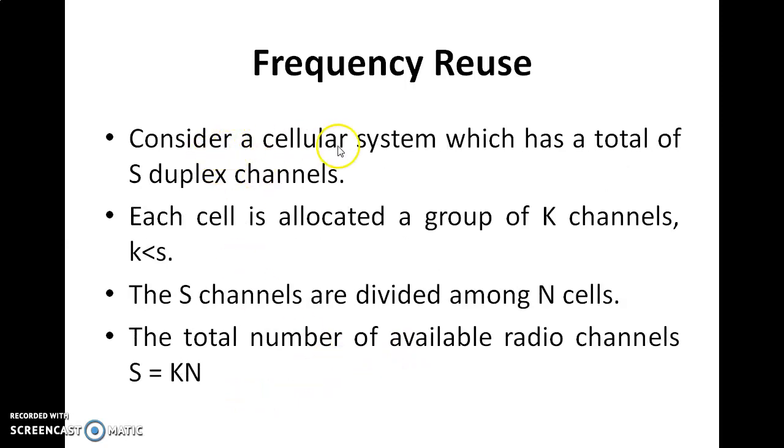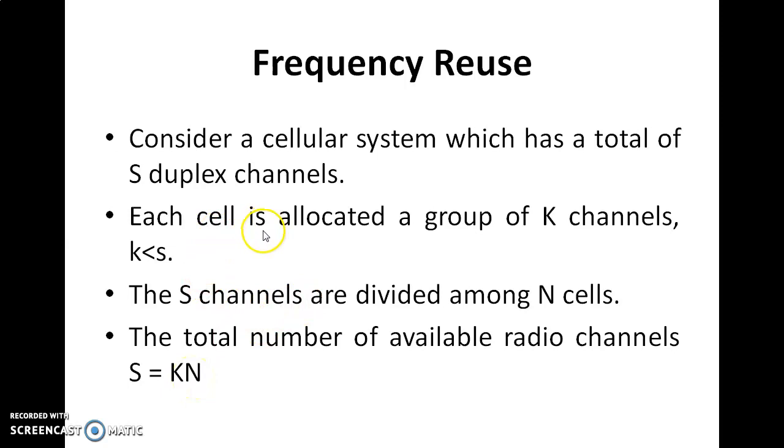Now consider a cellular system which has a total of S duplex channels. Each cell is assigned K channels. The S channels are divided among N cells. So the total number of available radio channels is S equal to K into N.